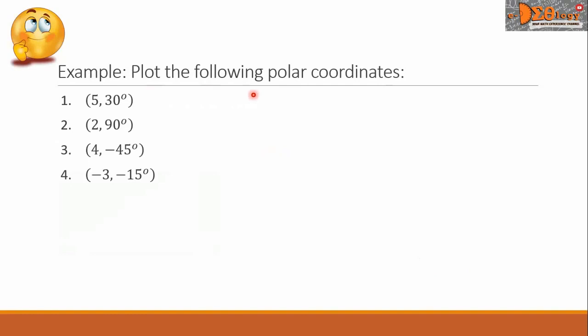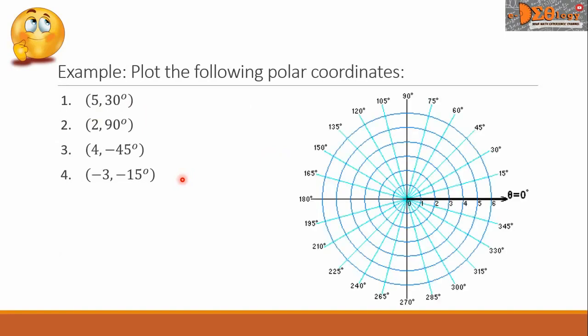Let us plot the following polar coordinates. Number 1, 5, 30 degrees. Number 2, 2, 90 degrees. Number 3, 4, negative 45 degrees. Number 4, negative 3, negative 15 degrees. This is the polar coordinate system.